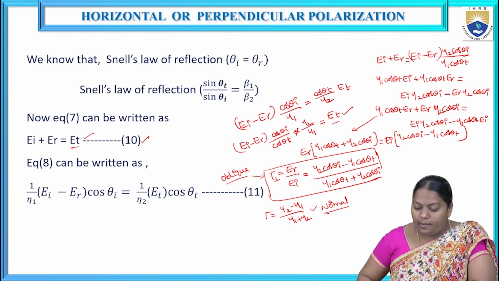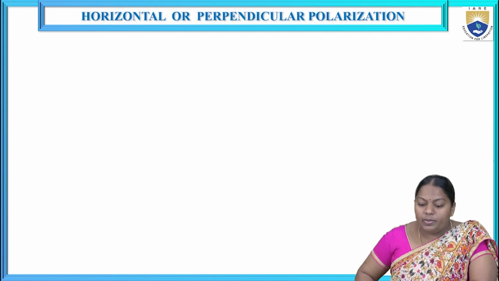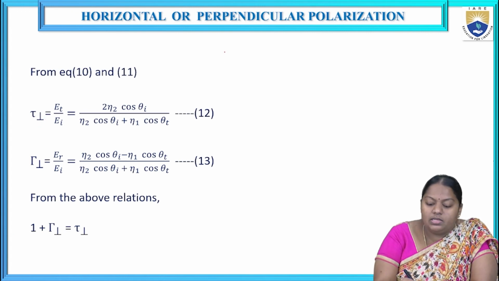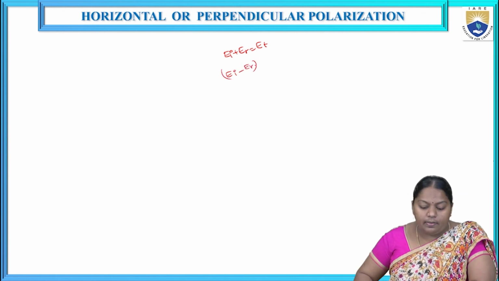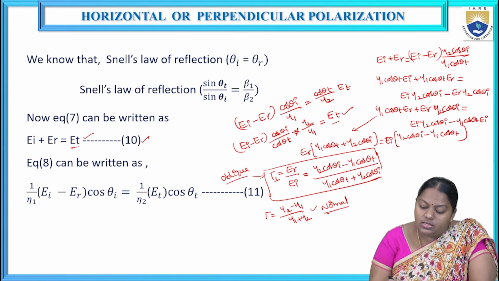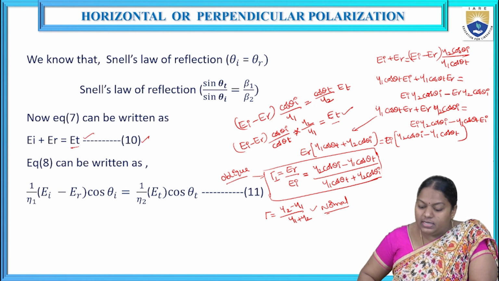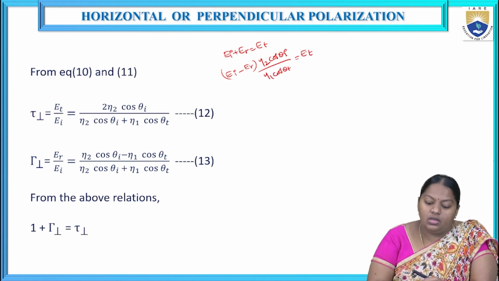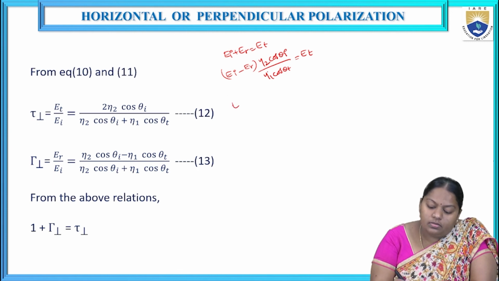Okay, so similarly, this is the reflection coefficient of the perpendicular polarization. And similarly, if we evaluate the transmission coefficient tau, by adding those two, by separating those two, then we are going to get this thing. Means EI plus ER equal to ET, and one more relation, EI minus ER into cos theta I by eta 1 cos theta t, that is, EI minus ER into eta 2 cos theta I by eta 1 cos theta t equal to ET. Okay, by adding these two we can separate first from this.